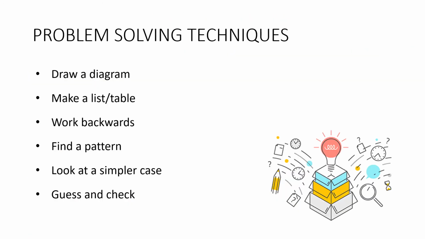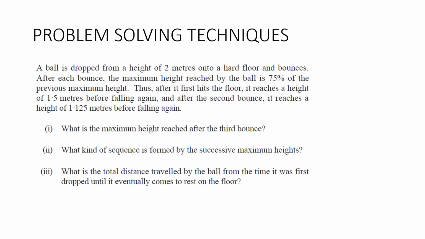And finishing off with some problem-solving techniques. So don't forget these: draw a diagram, make a list or a table, work backwards, find a pattern, look for a simpler case, guess and check. So what would we use for this question? A ball is dropped from a height of 2 meters onto a hard floor and bounces. After each bounce, the maximum height reached by the ball is 75% of the previous maximum height. After it hits the floor, it reaches a height of 1.5 meters before falling again, and after the second bounce, it reaches a height of 1.125, etc.